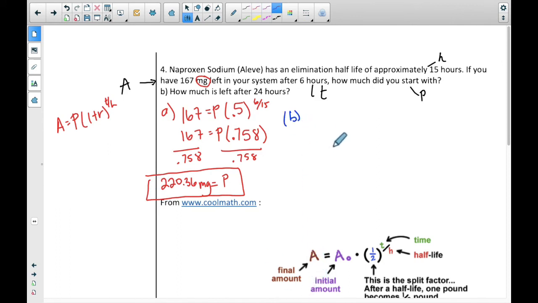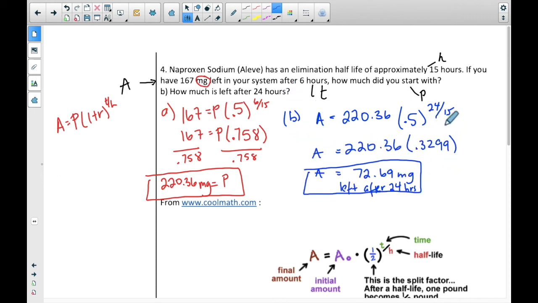Let's look at part B. The second part, how much is left after 24 hours? Well, this time, we need to solve for A, because now we know what our starting amount was. Our starting amount was 220.36 milligrams, and we are talking about half-life, and the question is, after 24 hours, when the half-life is 15. So we're going to put that into our calculator and see what you get. Put that in and see how you do there.